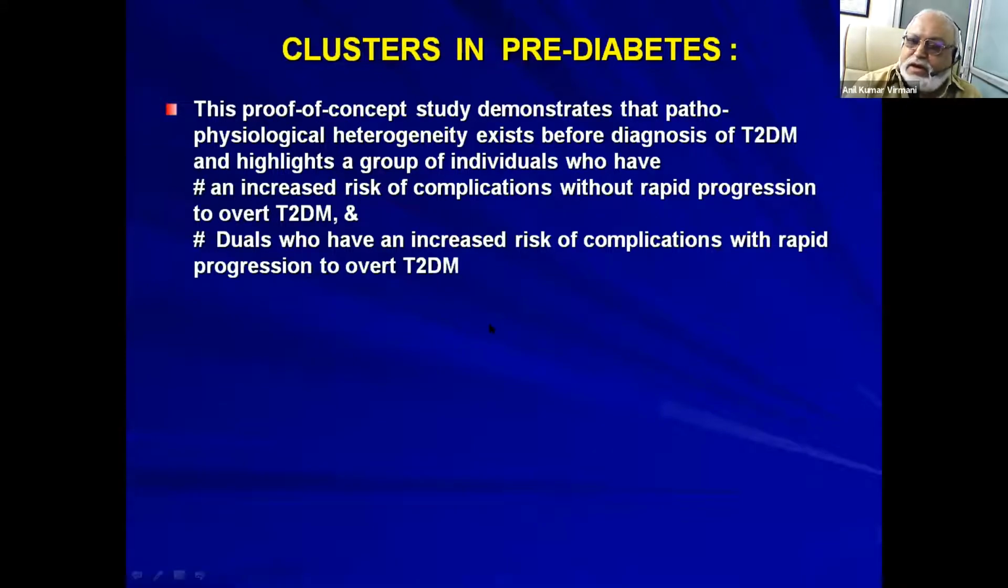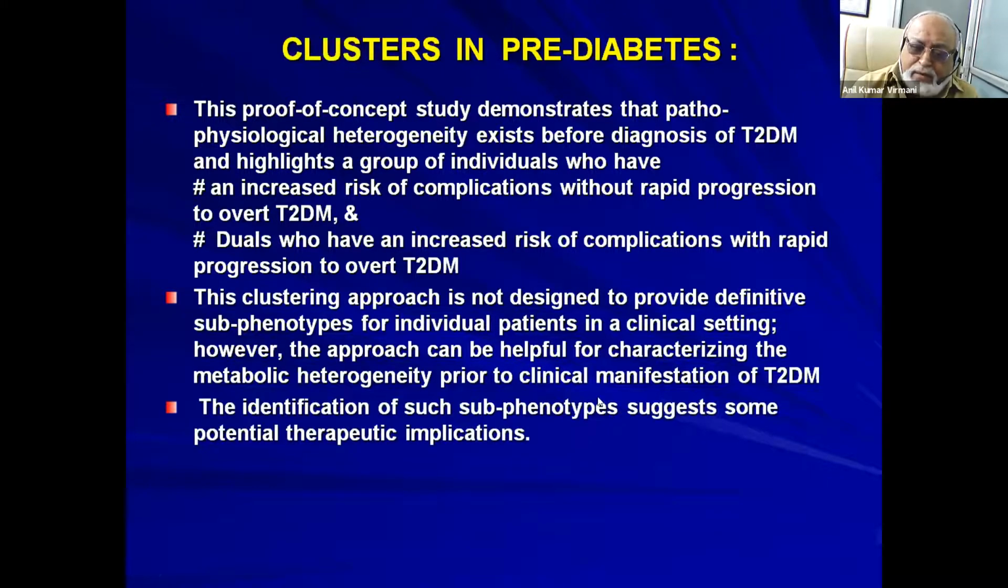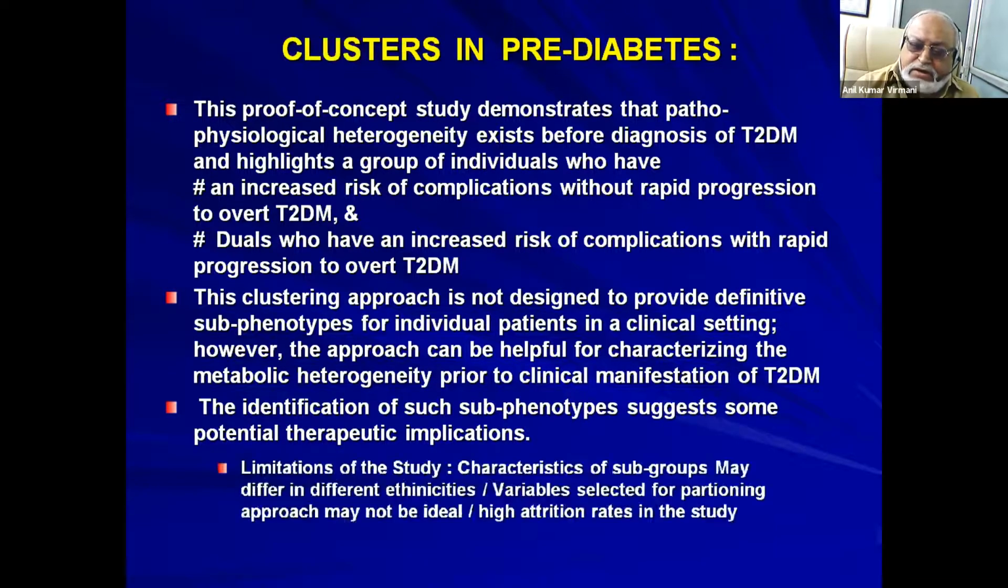So this proof of concept study shows us that there are basically 2 groups of patients. One, in which there is an increased risk of complications without rapid progression to overt type 2 diabetes. And number 2, who have both an increased risk of complications and also rapidly progress to overt diabetes. This clustering approach may not be designed for a clinical setting, but it is very helpful for characterizing the metabolic heterogeneity prior to clinical manifestations of type 2 diabetes. And this has potential therapeutic implications, which I will discuss in the end.